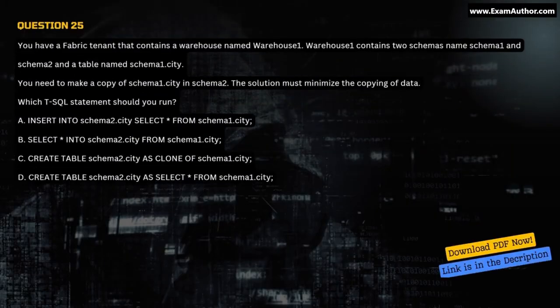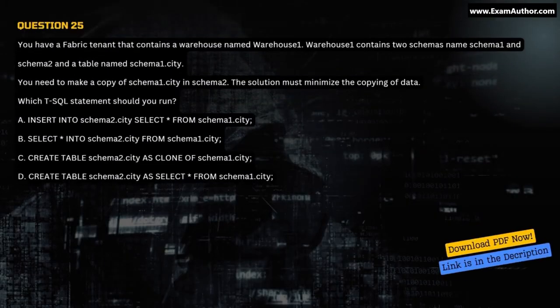Question 25. You have a Fabric tenant that contains a warehouse named Warehouse 1. Warehouse 1 contains two schemas named Schema 1 and Schema 2 and a table named Schema1.city. You need to make a copy of Schema1.city in Schema 2. The solution must minimize the copying of data. Which T-SQL statement should you run?